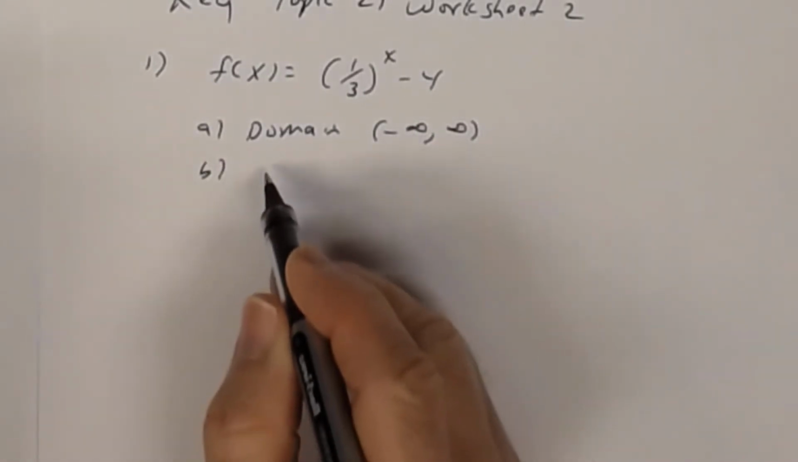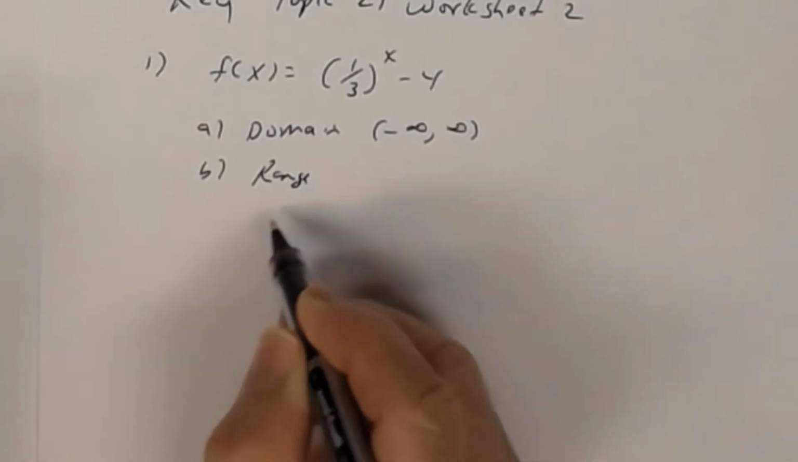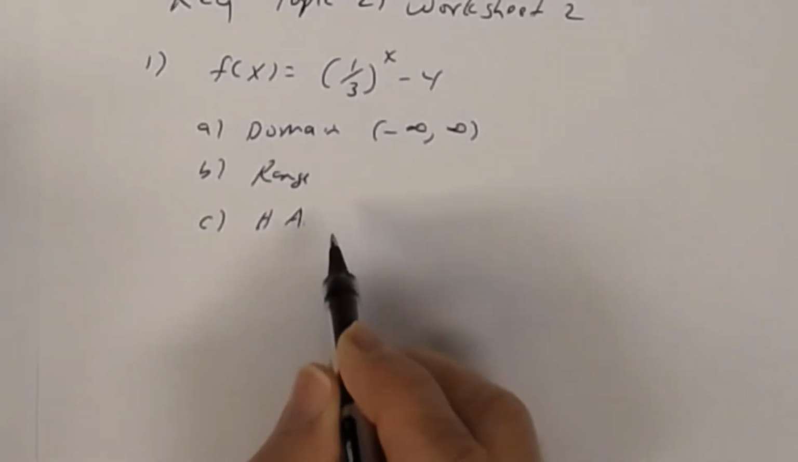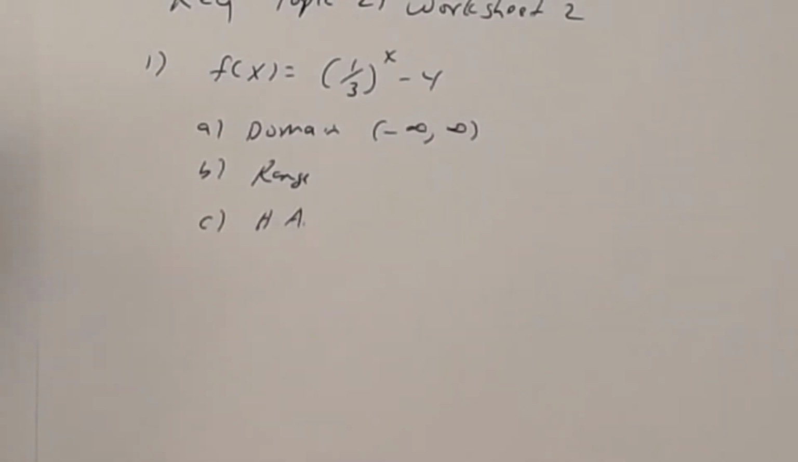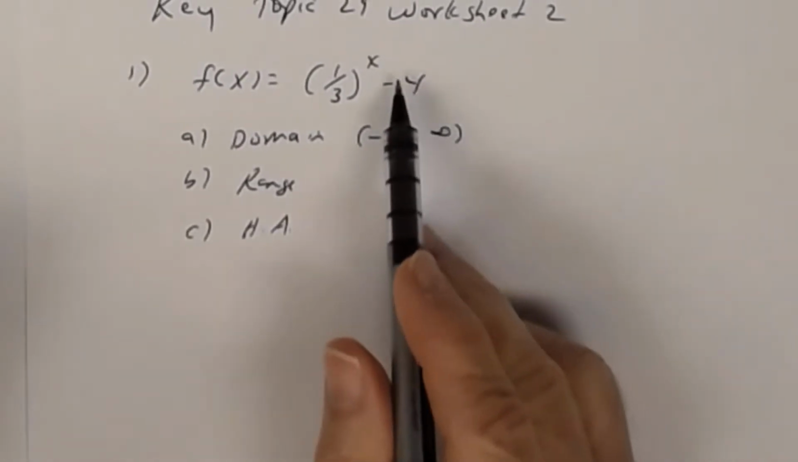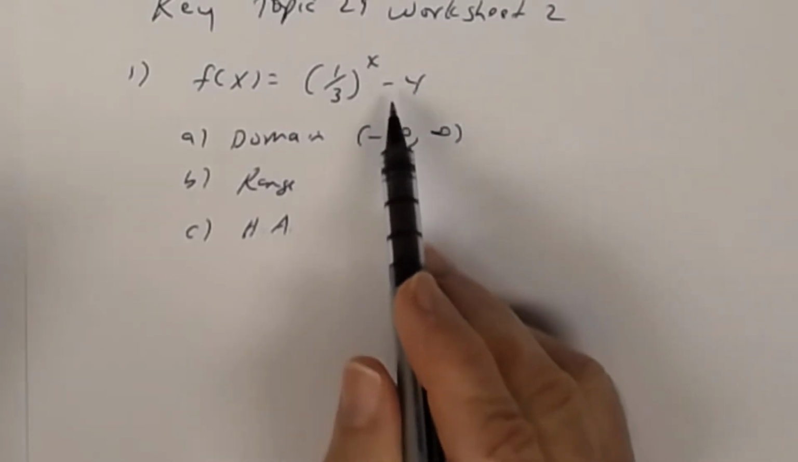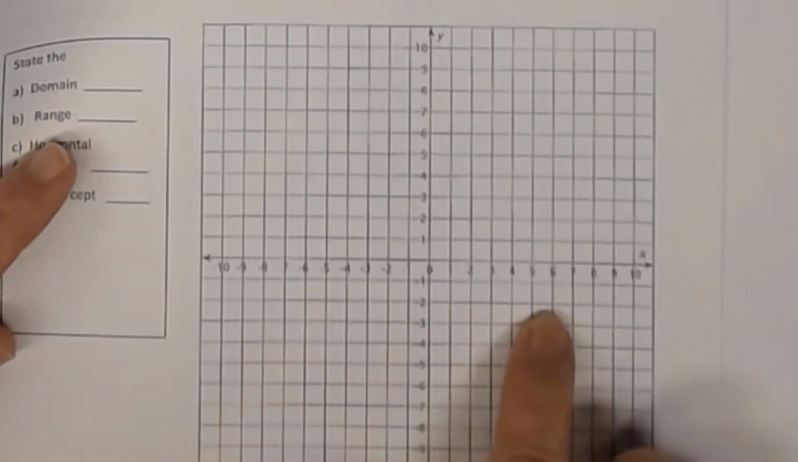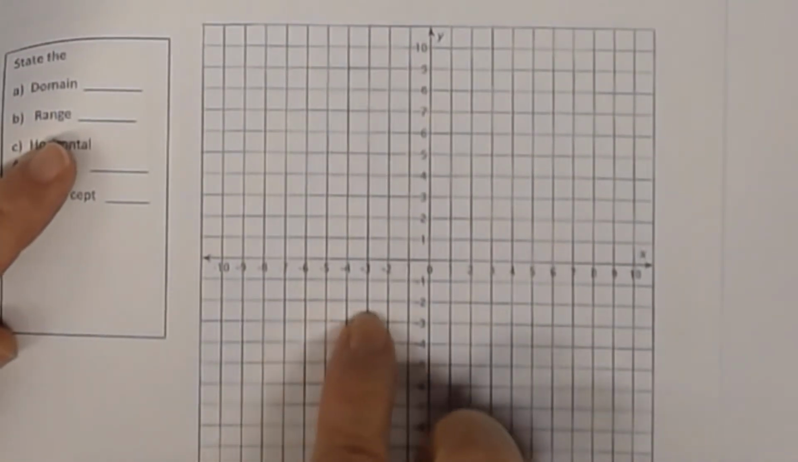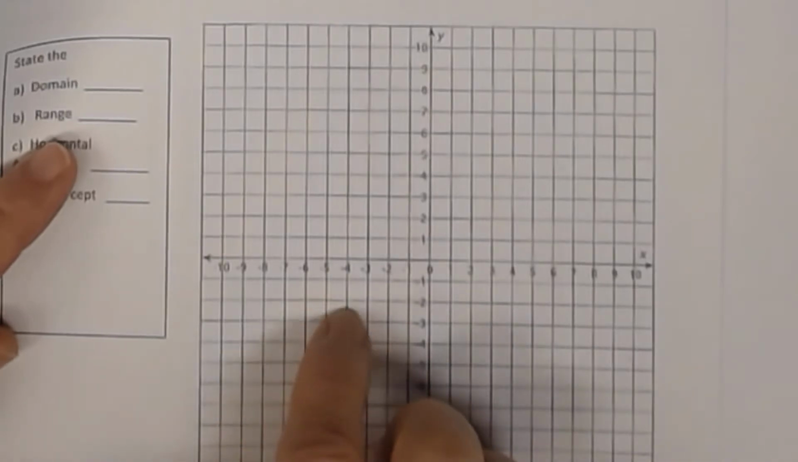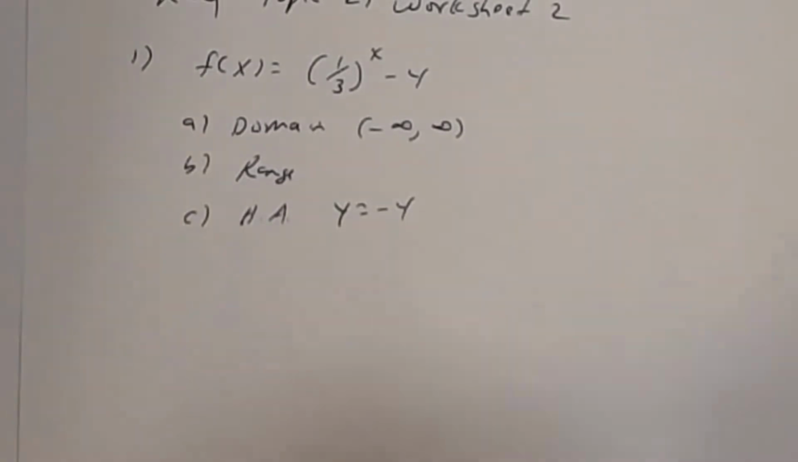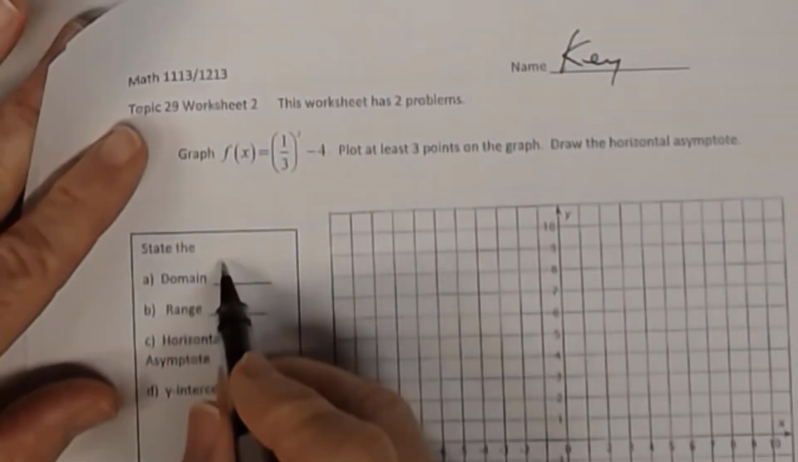Now, in part B, they want you to find the range, and in part C, they want you to find the horizontal asymptote. Let's do the horizontal asymptote first. The horizontal asymptote is always the easiest to find because it's always this constant right here. So this constant is a -4. Remember, the horizontal asymptote is a horizontal line, and when naming a horizontal line from previous courses, it's always y equals. So the horizontal asymptote is y equals -4.